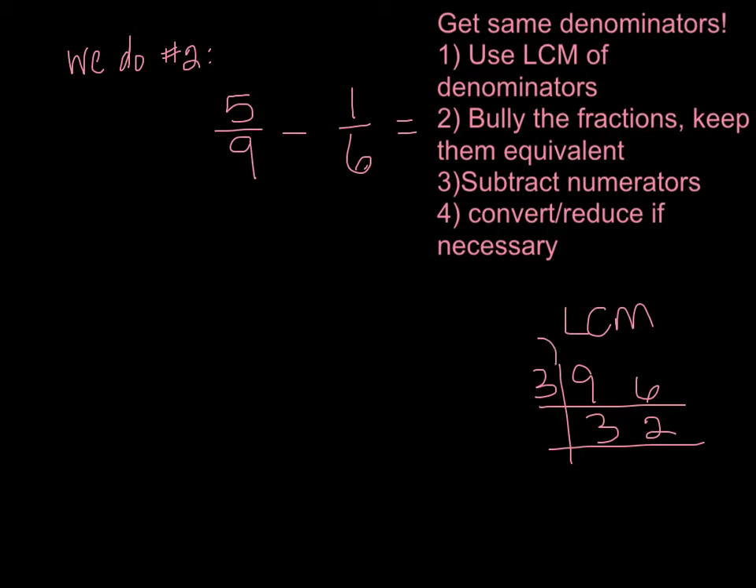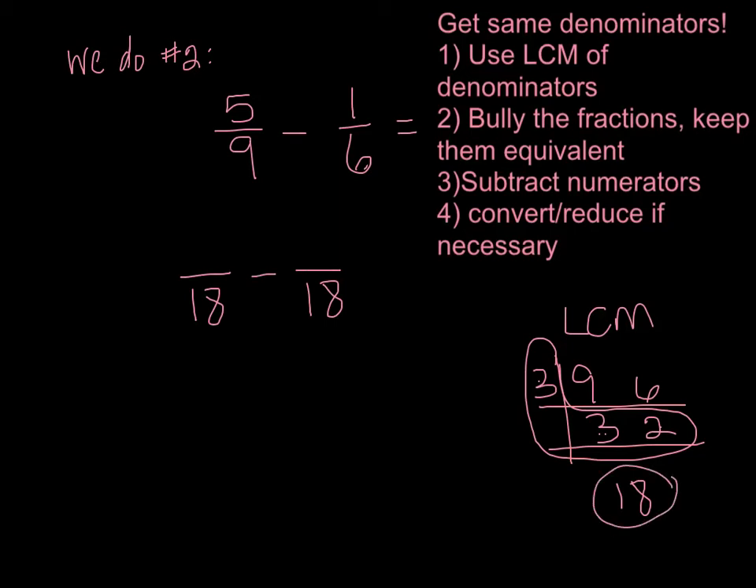No, we're stuck there. So we go ahead and we multiply the L. 3 times 3 is 9, and 9 times 2 is 18. So that's a nice little trick to help us find which number they'll meet at, the LCM. So now we know that we need two fractions with a denominator of 18, because that was the lowest common point that those two denominators would meet at.